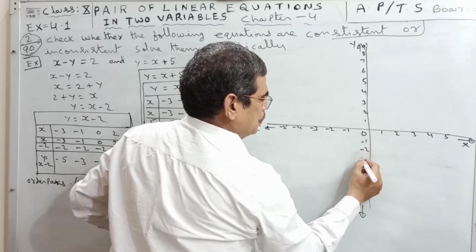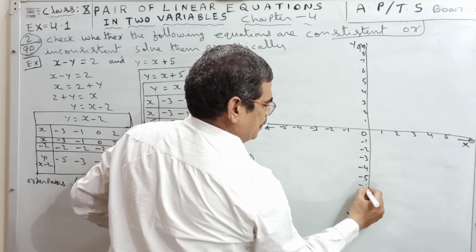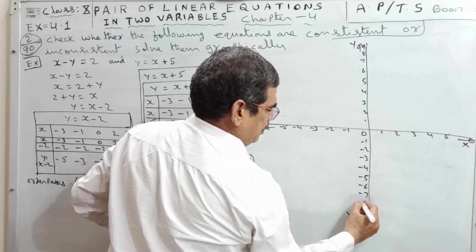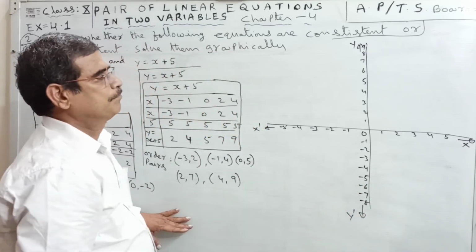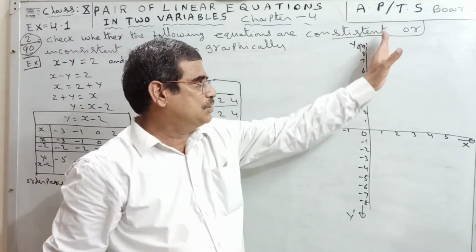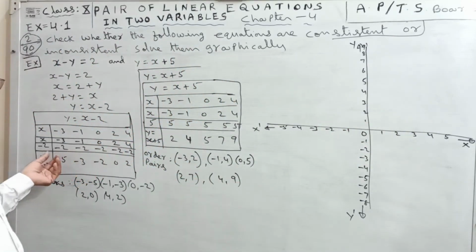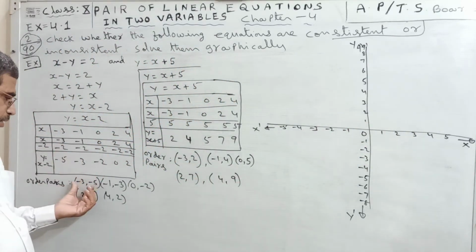-1, -2, -3, -4, -5, -6, -7, -8, like this. So this is the graph paper. In your graph paper, these small lines will be there. Okay, so first I have to plot these points.